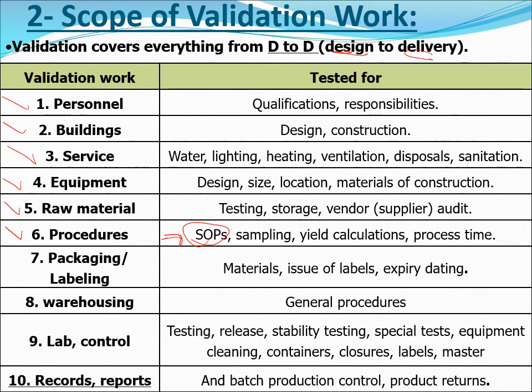Validate procedure, validate packaging, warehouse or storage, lab control or quality control records or reports filled by all other departments. So that is the scope of validation work. They have to validate everything from D to D, or from design to delivery.